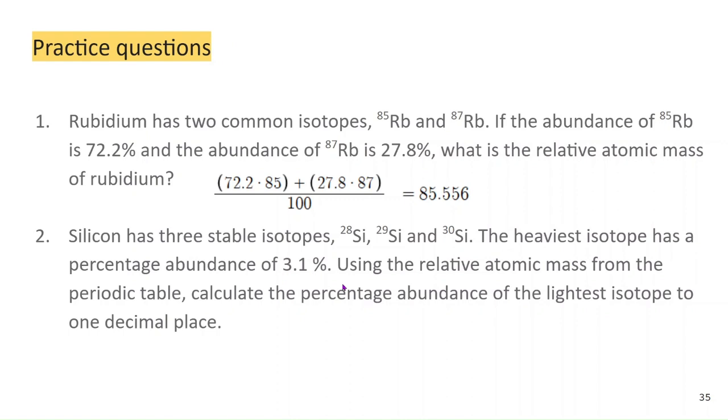This one's not as straightforward. You have to use a bit of math to solve this one, a bit of algebra. So silicon has 3 stable isotopes: silicon-28, silicon-29, and silicon-30. The heaviest isotope has a percent abundance of 3.1%. Using the relative atomic mass from the periodic table, so you're going to have to look at your periodic table, calculate the percent abundance of the lightest isotope to 1 decimal place.